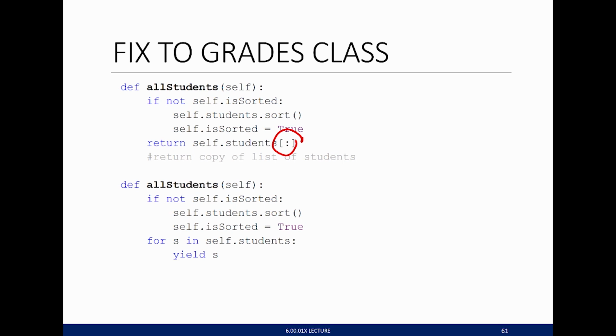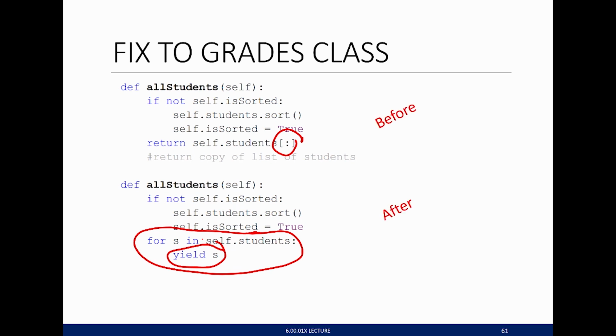Whereas in the new version, what I could do is simply create a loop here that says, for all students in that list, just yield them up. So one at a time as I ask for them, it will give me the next one without generating the entire list as I go through them. So from this, I can move to that, and that gives me a much more efficient way of dealing with things.